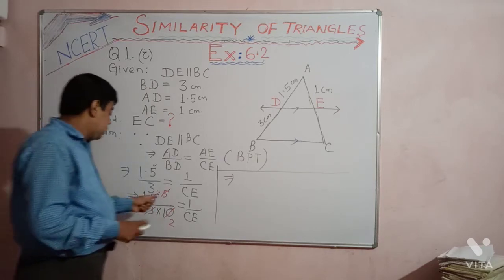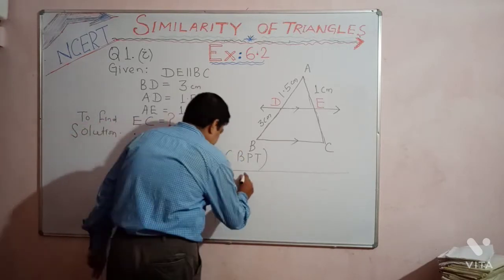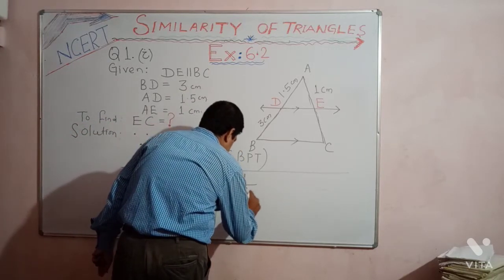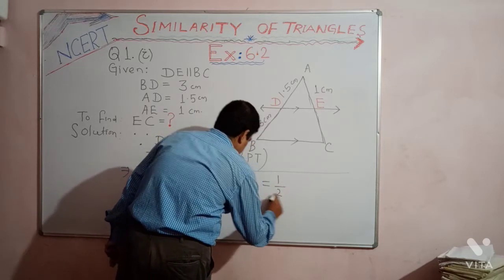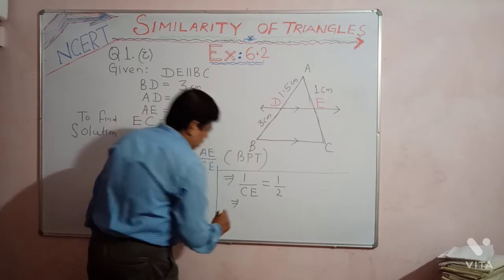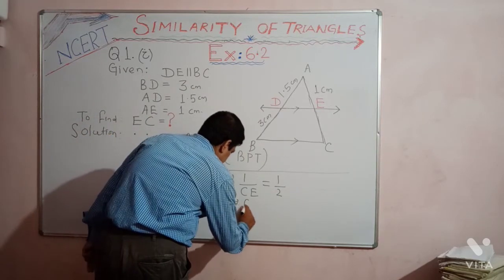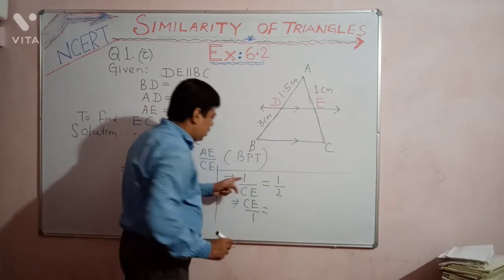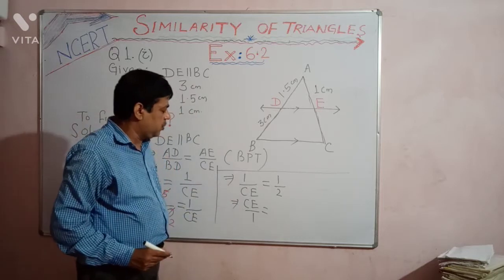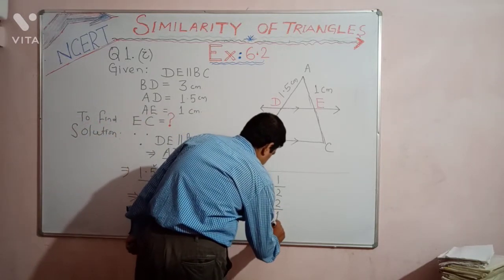So that implies 1 upon 2. Or you can also write 1 upon CE. 1 upon CE is equal to 1 upon 2. So 1 upon CE, and it is reciprocal. If you do the reciprocal, it will be CE upon 1 is equal to, if 1 upon CE is equal to CE upon 1, then 1 by 2 will be 2 upon 1.